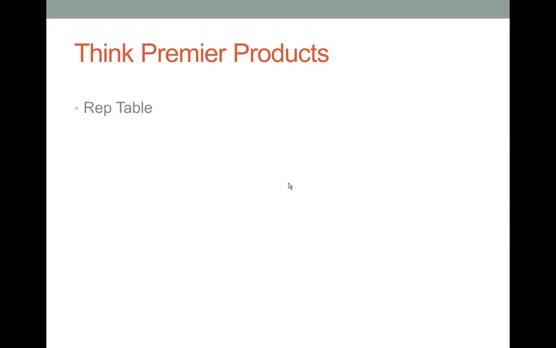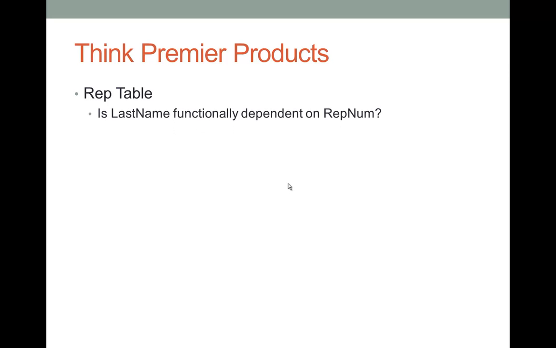So if we think about the Premier Products database and the rep table, on page 156, there's the rep table there, and you've got the rep's number, last name, first name, etc. Is the last name functionally dependent on the rep number? And the answer is yes. If you're given a value for a rep number, you will find a single valued last name that's associated with it. So the last name is functionally dependent on the rep number.